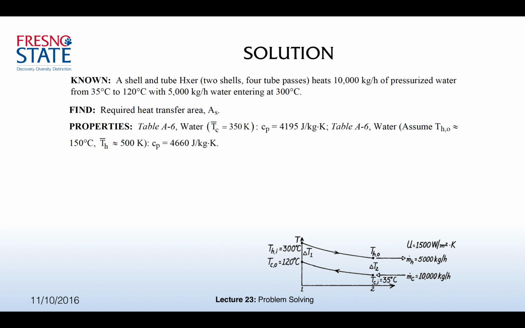So based on the assumption, we found CP for the hot stream, and we found CP for the cold stream using no assumptions at all because we have all we need. So now we have the properties for the two streams. Let's get started with the solution of the problem.